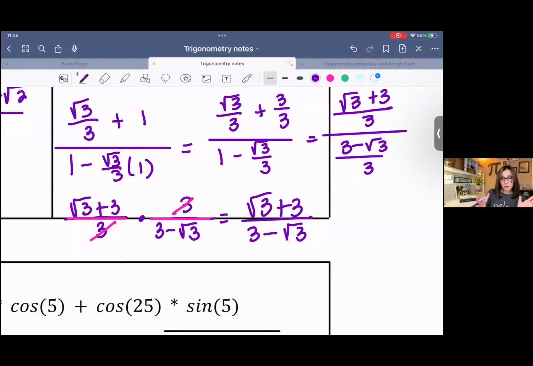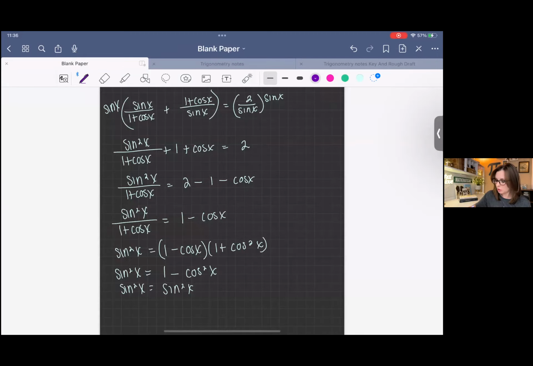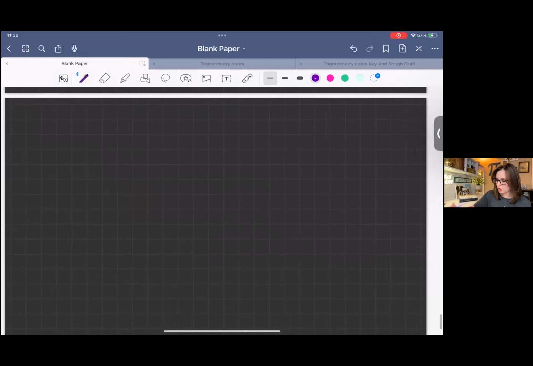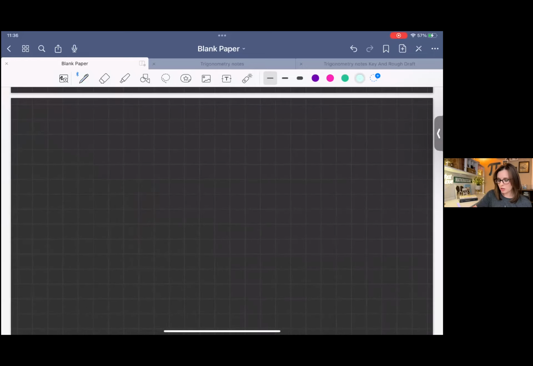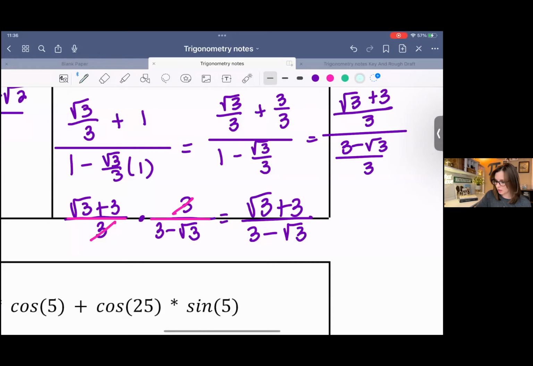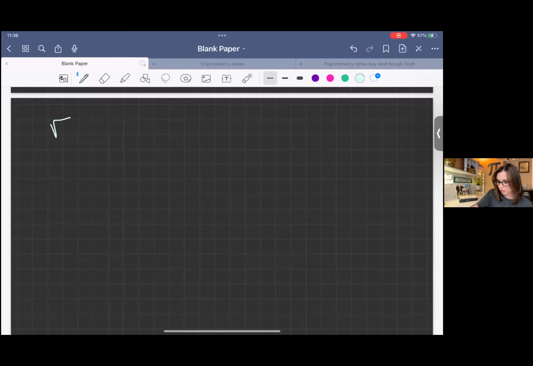And you might think, yay, we're done, but we're not quite done. So we're going to have to do some simplifying here. We do have a square root in the denominator. So we're going to need to clean that up a little bit by rationalizing the denominator. I'm going to have to go to a separate sheet of paper since I'm kind of running out of room here. I wrote a little too big. So no worries. Going to go over here. Root 3 plus 3 over 3 minus root 3.